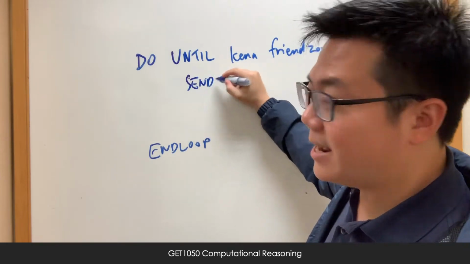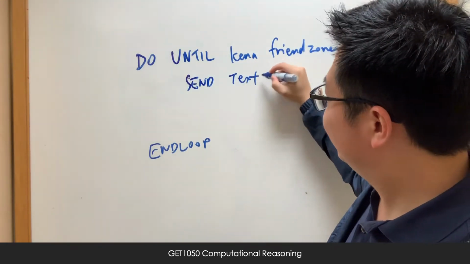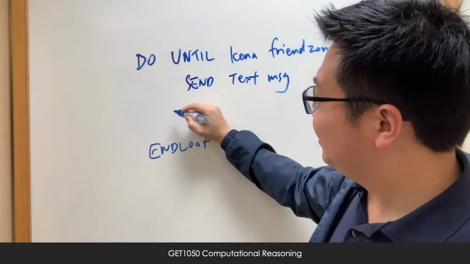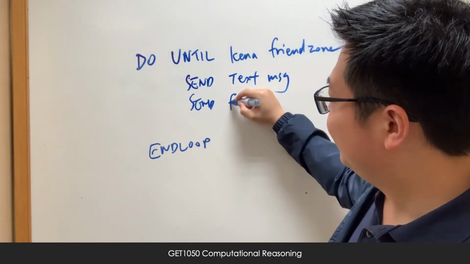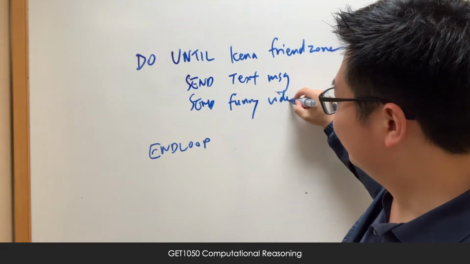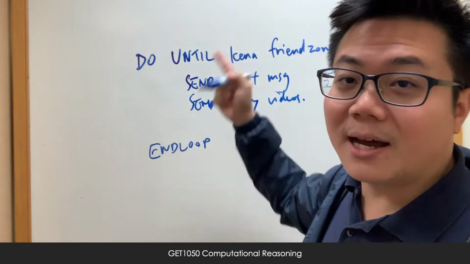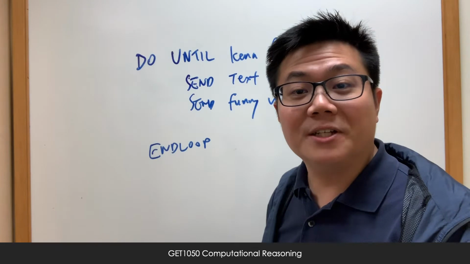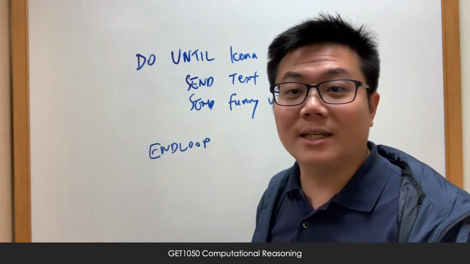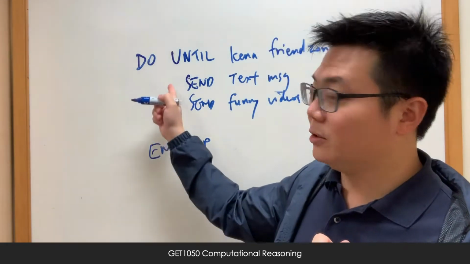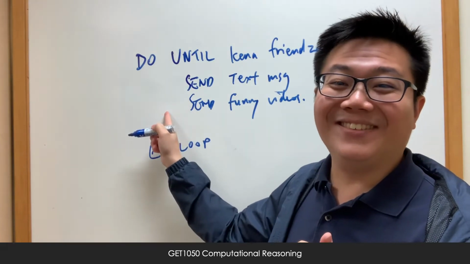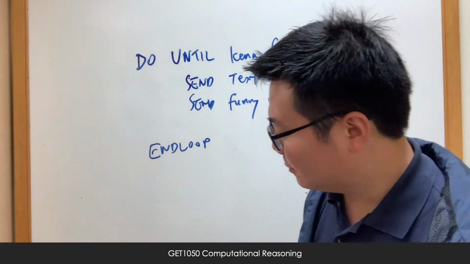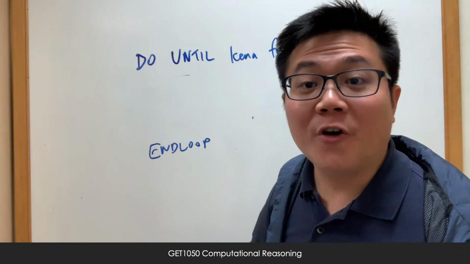Maybe send text message. Send funny videos. Okay, so you keep repeating this until the person friend zone you. If the person never friend zone you and decide to go steady with you, good lah, right? And then you continue to send text message, send funny videos. Right? Now, you notice there's also a for loop, right?